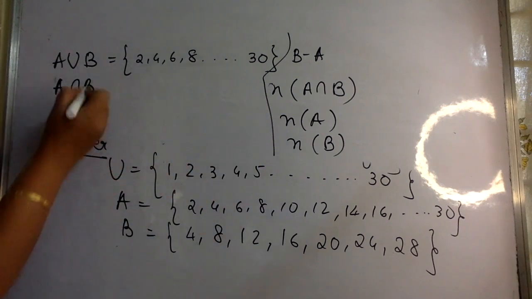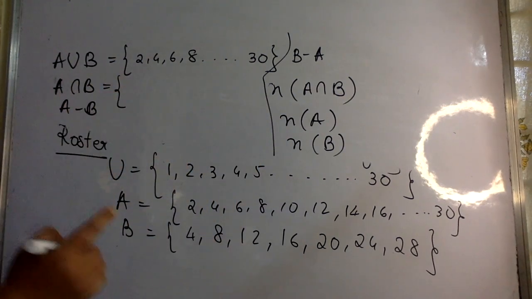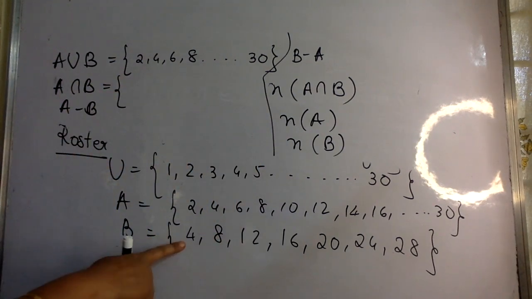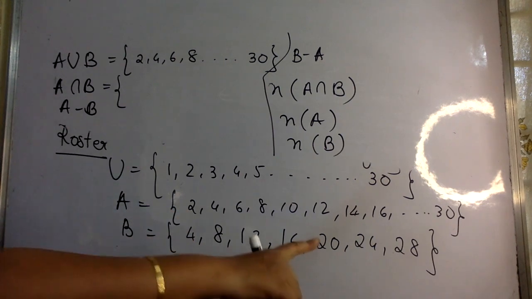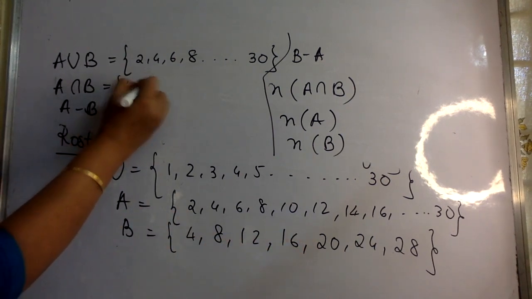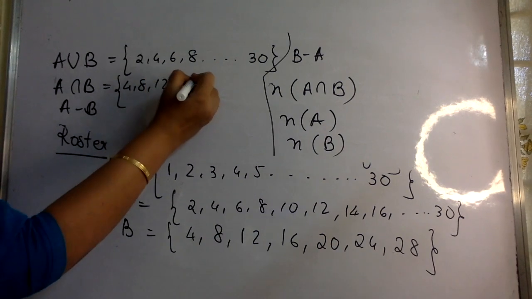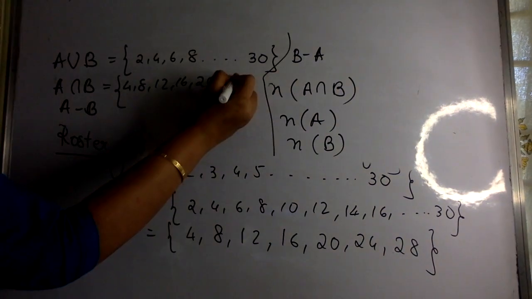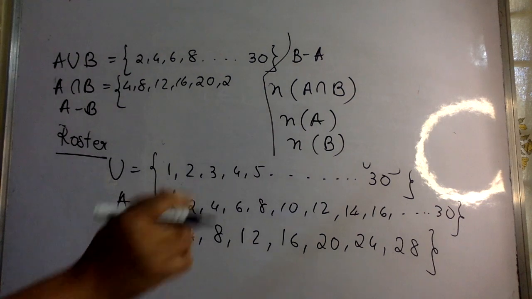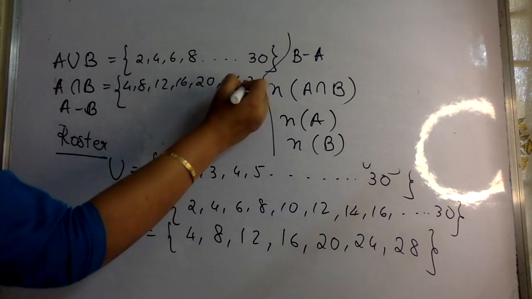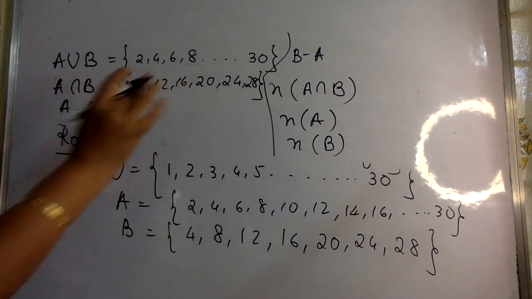Let's talk about A intersection B. In the intersection, only these will be common, isn't it? Because these are even, they are also present here. So this full set B becomes the intersection: 4, 8, 12, 16, 20, 24 and 28. That is my A intersection B.